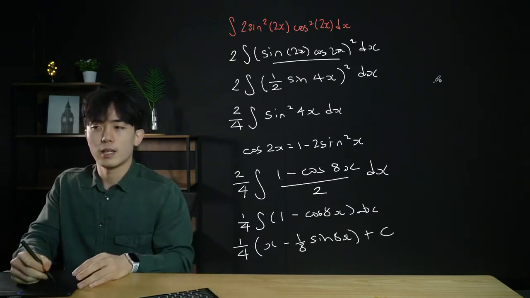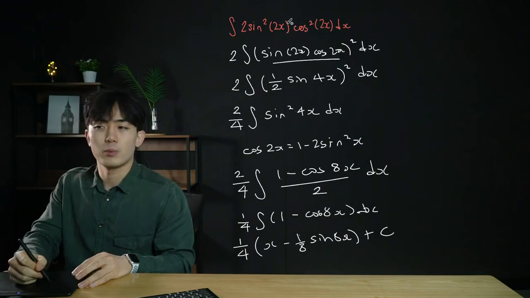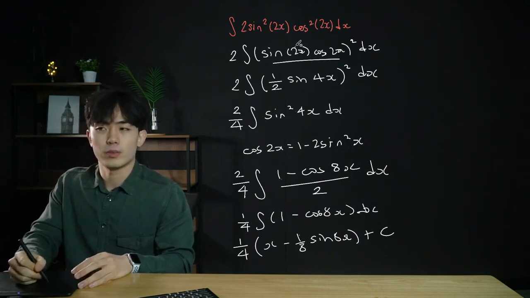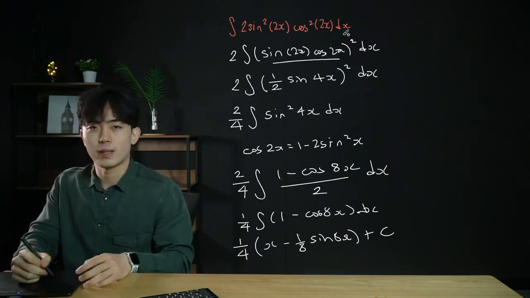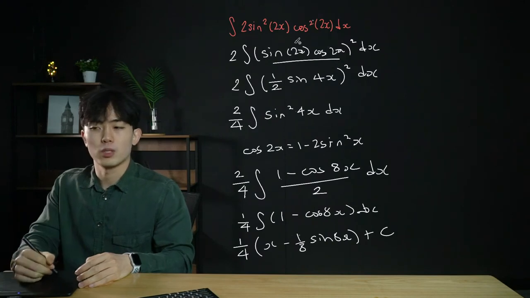When you get questions like this, don't get too flustered. Just try and see, are the angles the same? If they're the same, then we can use the sin 2A formula. If they're different, then we can use the compound angle formula. And then we can also use the cos 2x formula when we reduce it to sin squared.